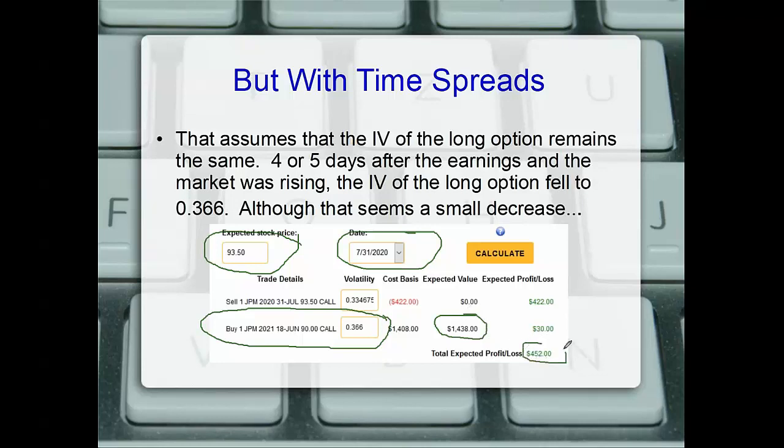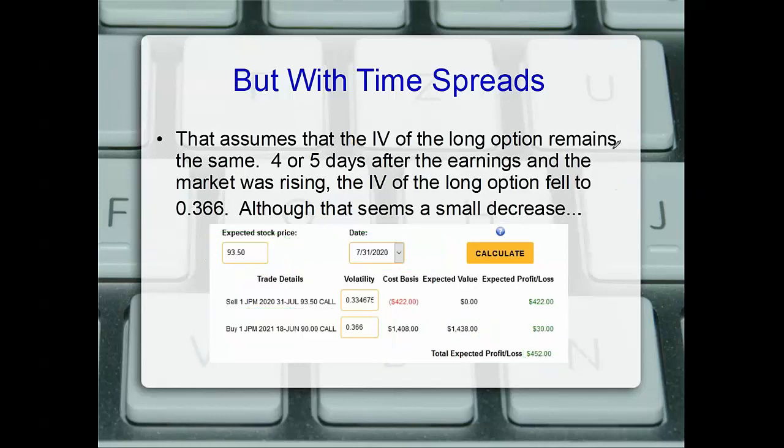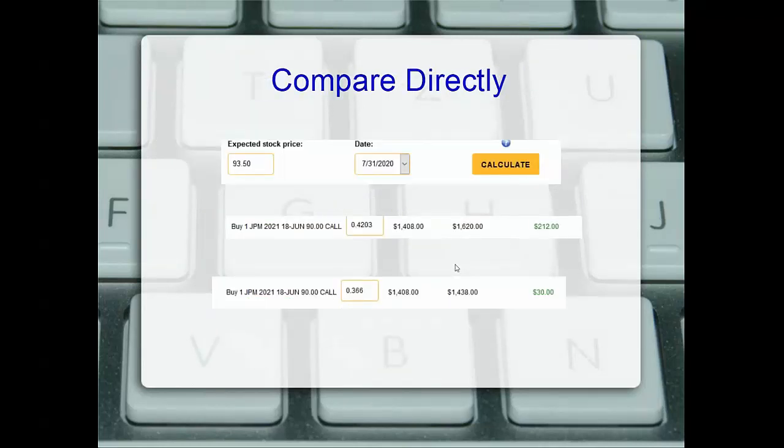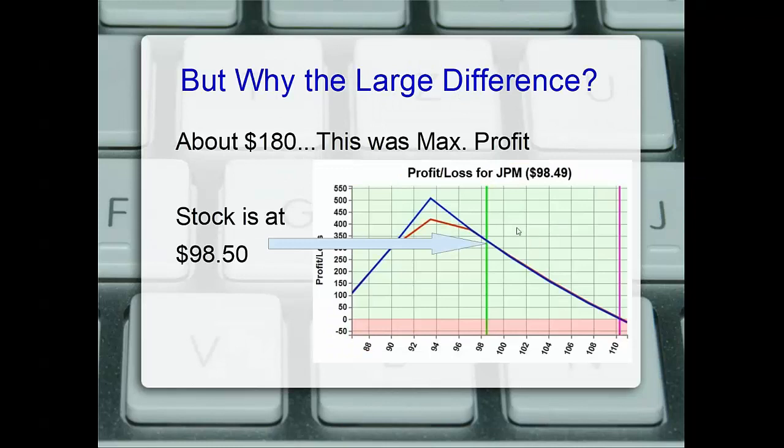Okay, missing about $200 or so with just that small drop of 0.06 in the implied volatility for the far out option. Okay, that is one of the reasons that happened. You compare directly, 1620 if we kept a volatility of 0.4203, if the stock was trading at 93.50 on July 31st for that leap June 90 call. And if it's at 0.366, we're down to 1438. So it's about $180 difference. Okay, well that explains maybe $180 because we didn't take into account the implied volatility, but that would still mean a profit of 170, 160 or so, not $80.